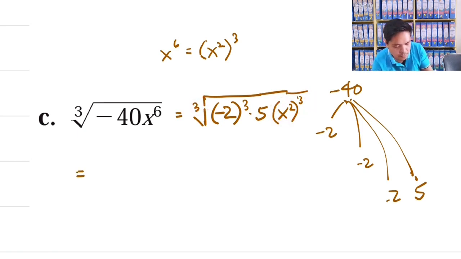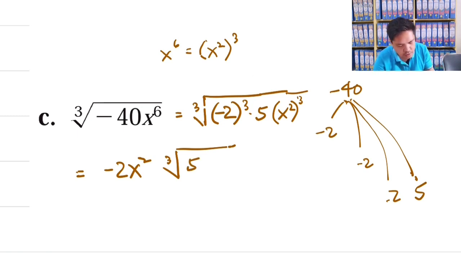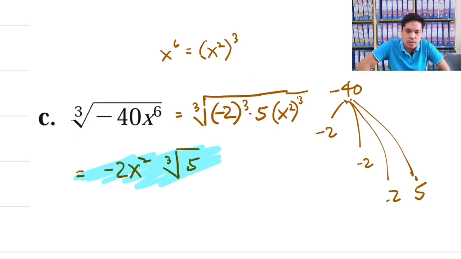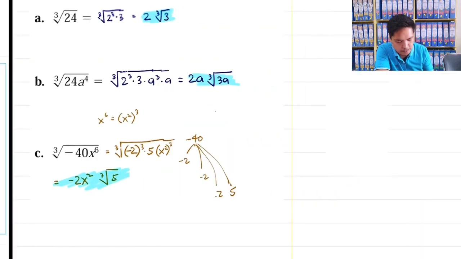So, therefore, again, this is odd, so no need to get the absolute value. You just copy what is the radicand. So, pwedeng lumabas yung negative 2 and pwedeng lumabas si x squared. Ilabas si x squared. And ang naiwan sa cube root is yung 5 at wala nang iba. And that's it. So, this is now our answer. It's recording. This is now our answer. Negative 2x squared times the cube root of 5. Ganun siya kadali.